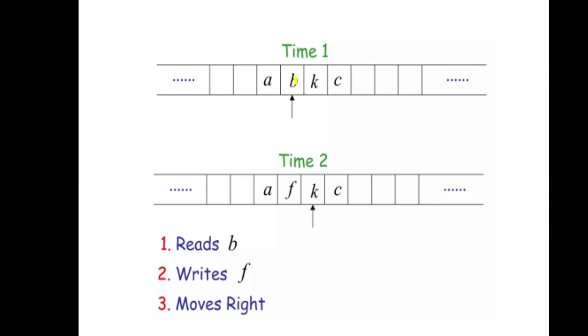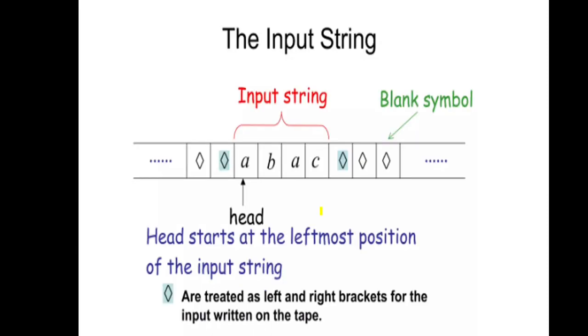Here on the left side the symbol is B. Now it reads B and sends it to the control unit, and after the control unit processes it, the output is F and the head writes F into the input tape. So it reads B and writes F, and moves right. Now it moves right. Like that, the input tape and read write head can process in the Turing machine.